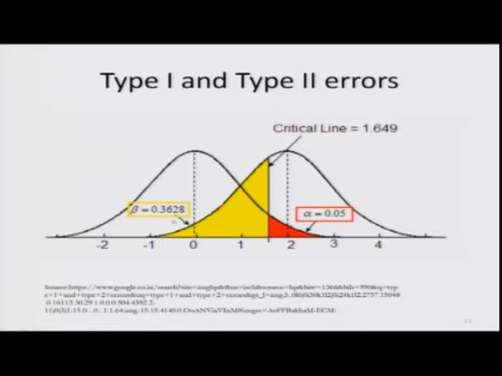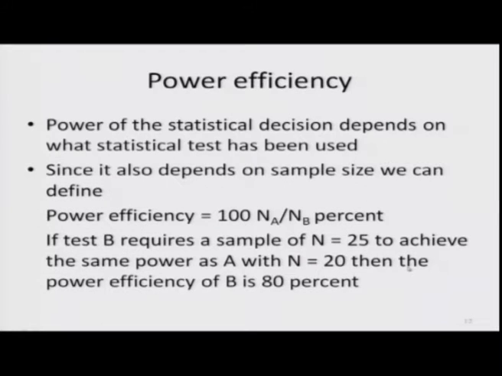0.3628 is the type 2 error, and what will be 1 minus 0.3628? 1 minus 0.3628 will be this larger area under the second distribution. What is the meaning of this larger area? The meaning is that we are rejecting the null hypothesis when it is actually false, that is good, and that is called the power of the test.